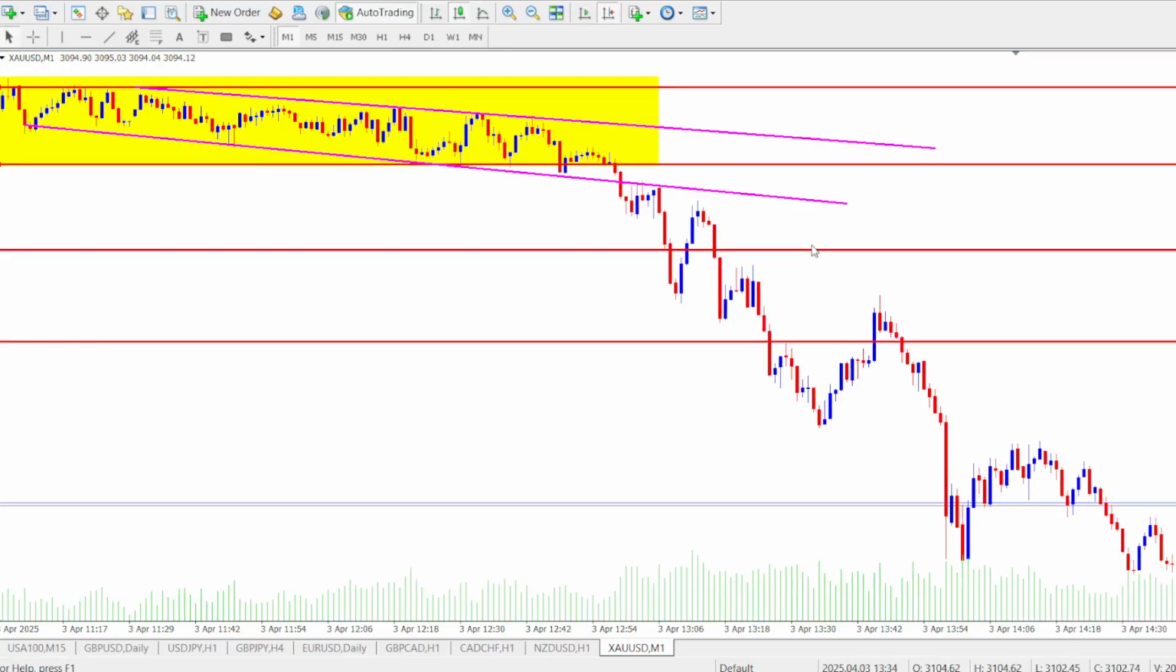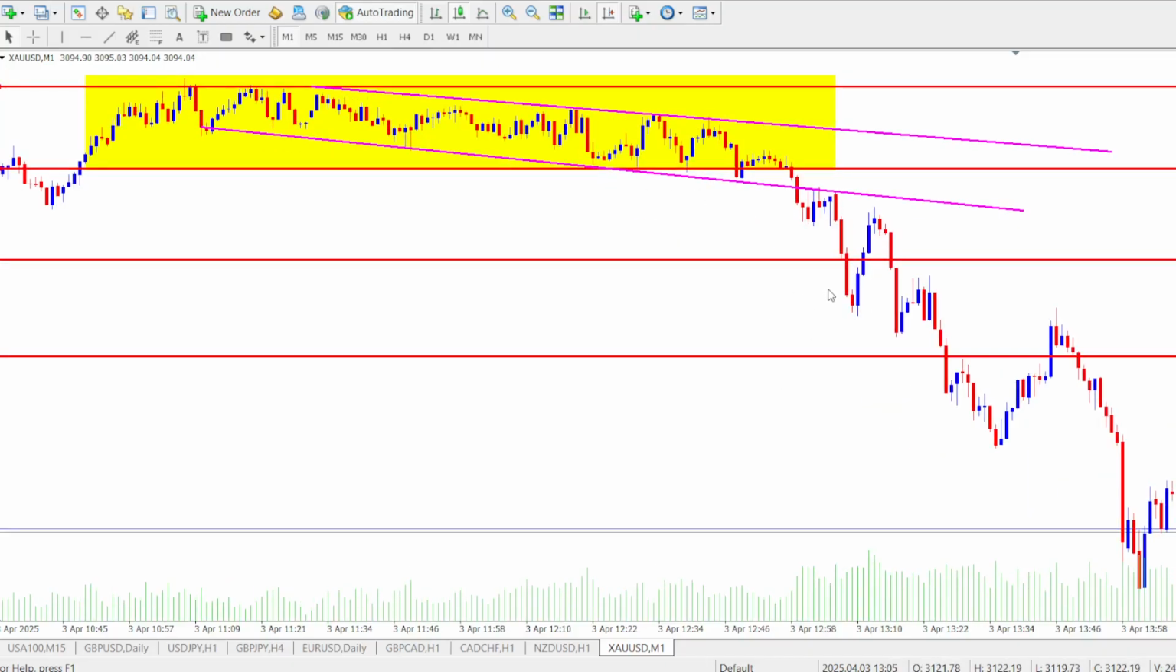All right, so once price approaches these levels on the 1 minute chart, we look for consolidation patterns such as flags, triangles, or rectangles. These formations indicate that a breakout is coming.